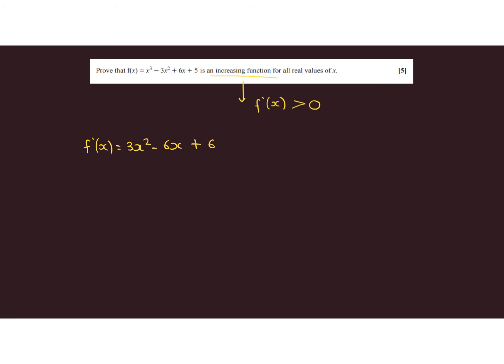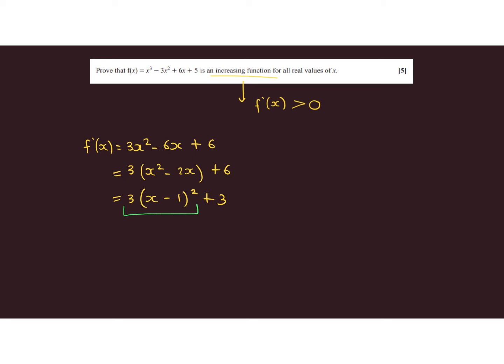That's the first thing I'm going to do, differentiate this. And then we're going to prove that this result is always positive. An easy way of doing that is by completing the square. So 3 brackets x squared minus 2x plus 6. First of all, factorising 3 from the first 2 terms, then completing the square, like so.